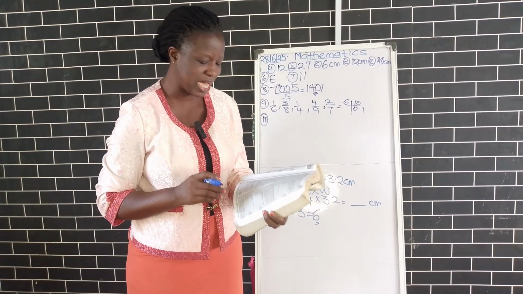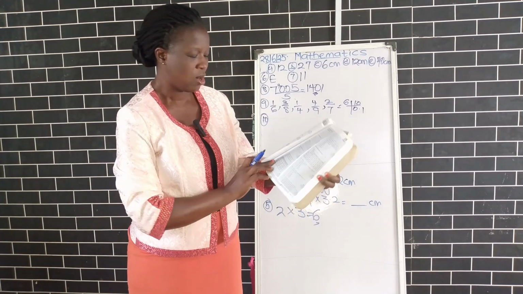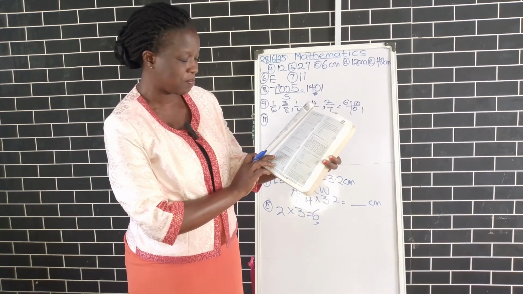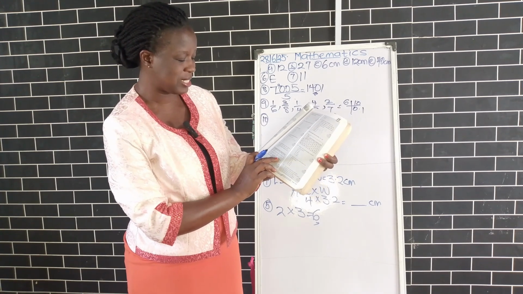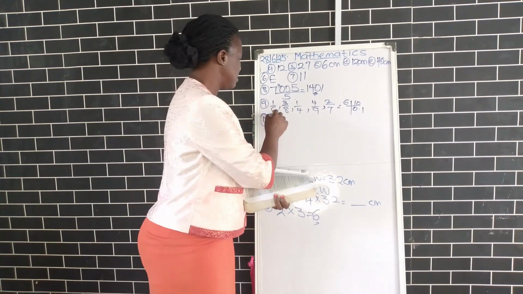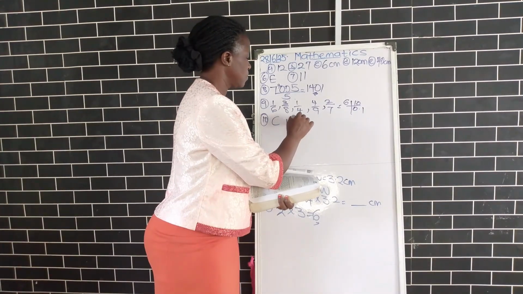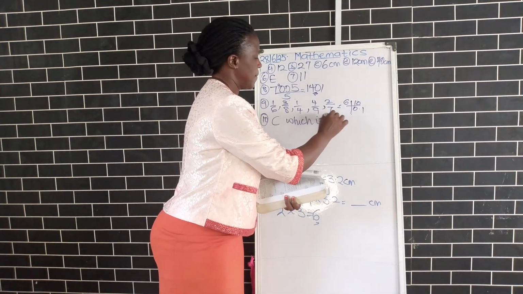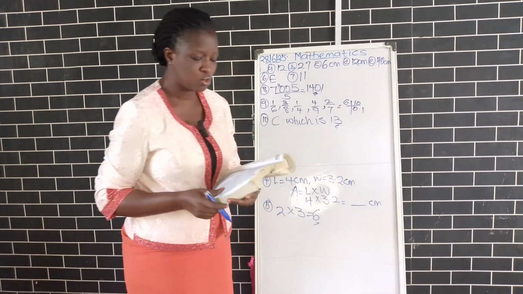How many brigadiers are in town Y? All you have to do is go to town Y, and that is 13. So the answer there is C, which is 13. So now to number 11.